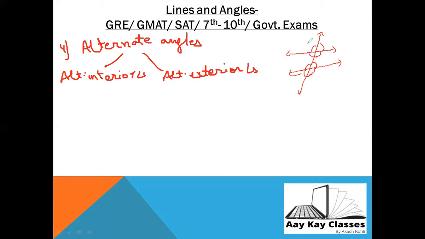So this was A, B, C, D, E, F, G, and H. So write down alternate angles. Whenever you draw a Z here, the angles here are called alternate interior angles. So D is equal to E.